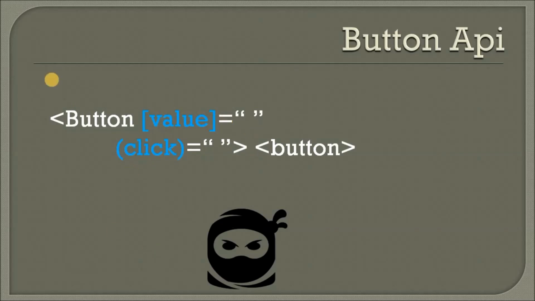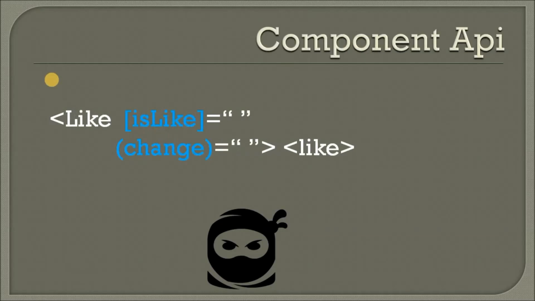It would be nicer if we can apply the same kind of thing on our custom component. So if I have a like component which has a property that is like, and has a change event, that's called the external API, or public API, of the component.